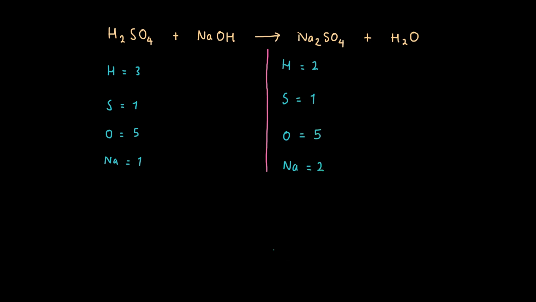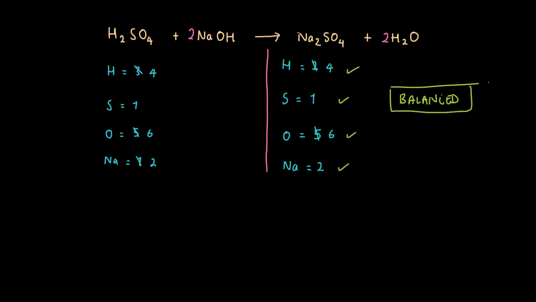We can see that the Nas are not balanced, so I need to place a 2 here. Now I've got 2 Nas, 6 O's and 4 H's. Now I need to balance the H's. The right side needs 2 more, so place a 2 here. That changes the H's to 4 and O's to 6, and the equation is finally balanced.